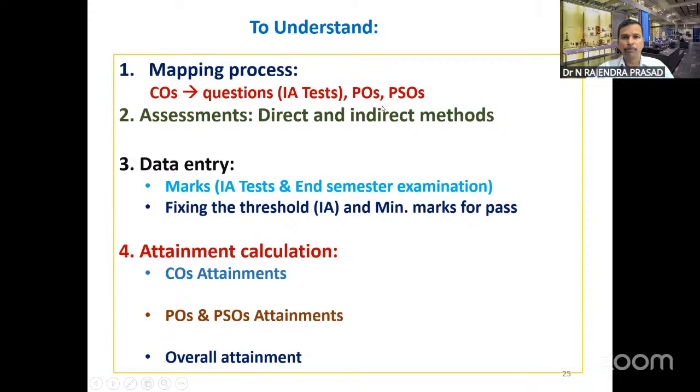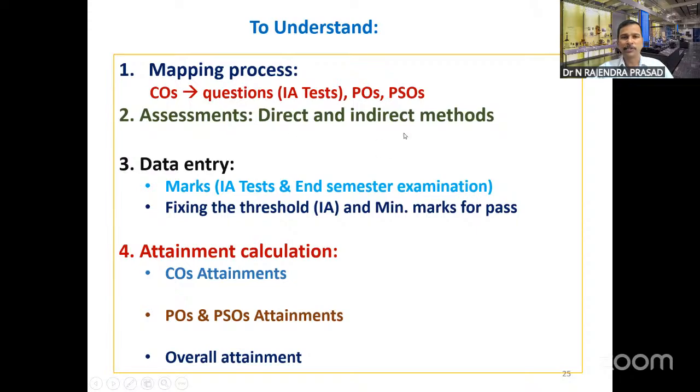COs are to be mapped with the POs. COs are mapped to PSOs. These PSOs are optional. They're not necessary to be present in the curriculum. If they are present, the subject is specific to certain disciplines, certain graduate attributes. Okay, once mapping is done, you have to start assessing the student in two ways.